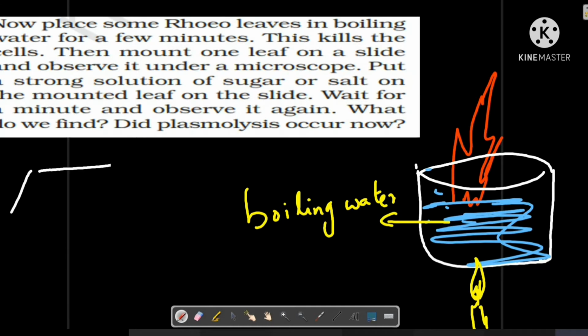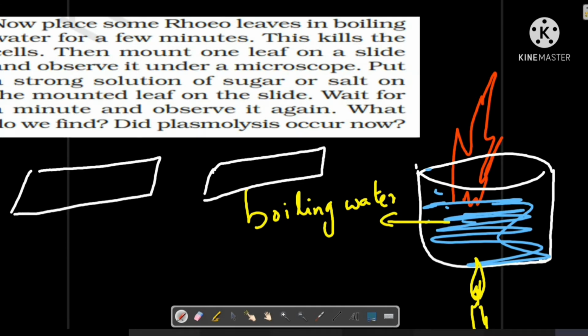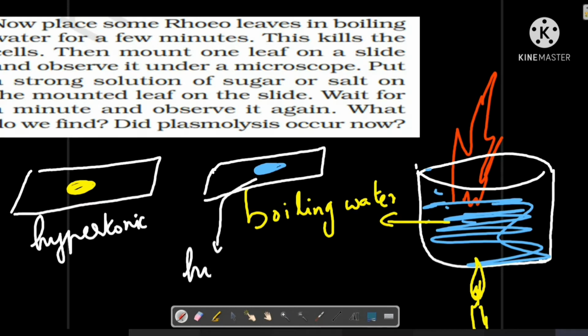So first we have to take slides. Two slides should be there. One slide should have salt solution, that is hypertonic, and one slide should have hypotonic, that means just dilute solution. So we take two slides, one with salt solution, hypertonic, and the other one with hypotonic solution, and then we have to see what change happens. So what changes happened is it's like this.